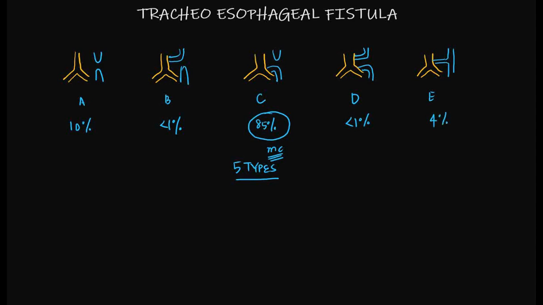So one way that I remember this classification is, if A is considered 0, as there is no connection between the trachea and the esophagus, and type E is considered 1, as there is one connection between the trachea and the esophagus, then type B will become up as the upper portion is connected, type C is down as the lower portion is connected, and type D is up plus down as both the portions are connected to the trachea. So it is 0, up, down, up plus down, and 1. Now since down is the most common type, our further discussion will take place taking C as the standard.